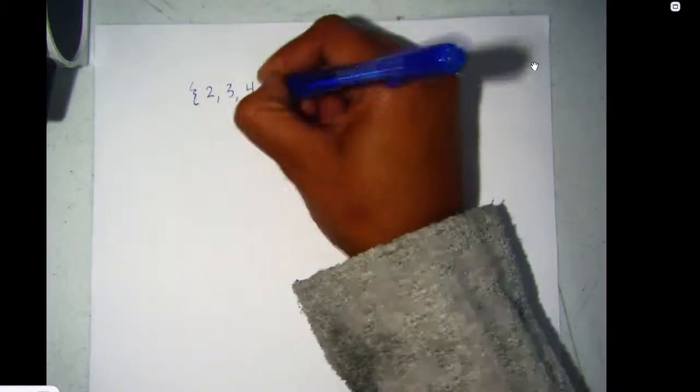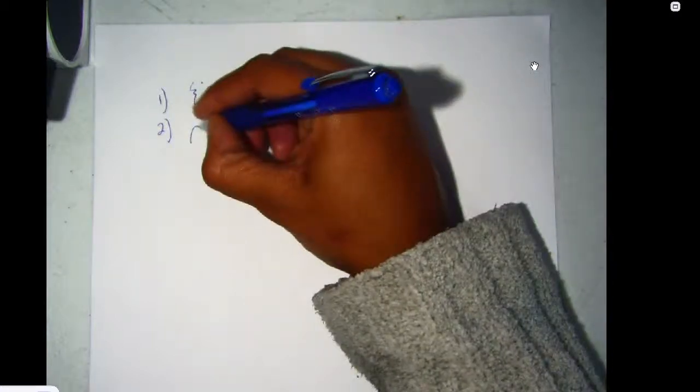So number one starts off with the roster method. This is the one where you basically want to list everything out. So we'll have our curly bracket. And it says the set of whole numbers 2 through 5. So we're going to do 2, 3, 4, and 5. It's pretty straightforward for number one.